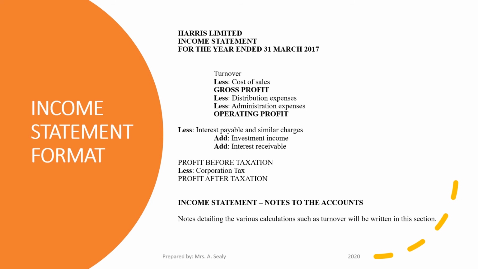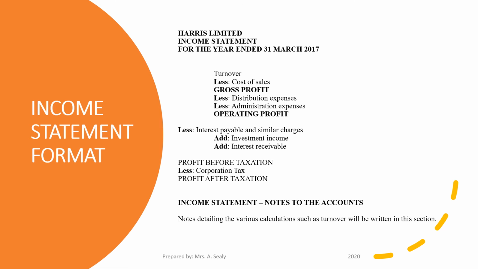So it starts with our turnover. Then you subtract the cost of sales, or what persons will refer to as cost of goods sold, which would give us our gross profit. And from the gross profit, we will then subtract our distribution and administration expenses, and we will speak a little bit about what are distribution and administrative expenses shortly.